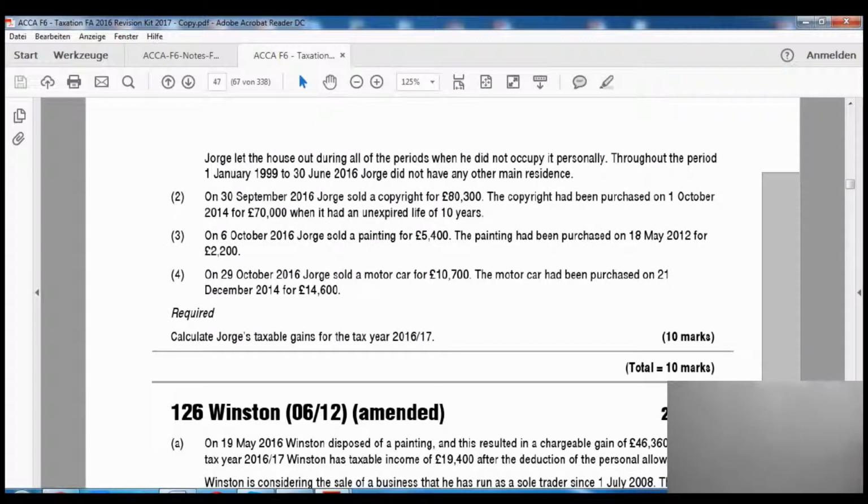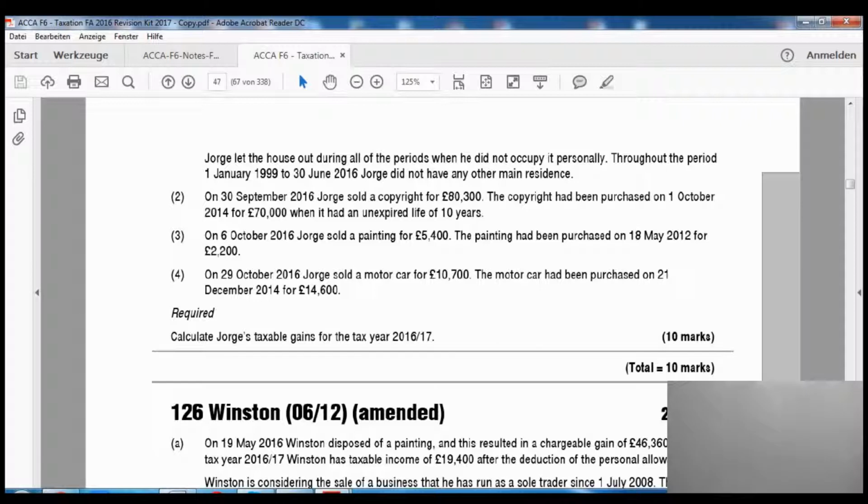And after that, it says George left the house during all of the period when he did not occupy it personally. Throughout the period from 1st of January 1999 to 30th of June 2016, George did not have any other main residence. So we know that he can claim the letting relief as well. He said for the period for which he was absent, he has let the property to his tenants, right? So we can calculate the letting relief as well.